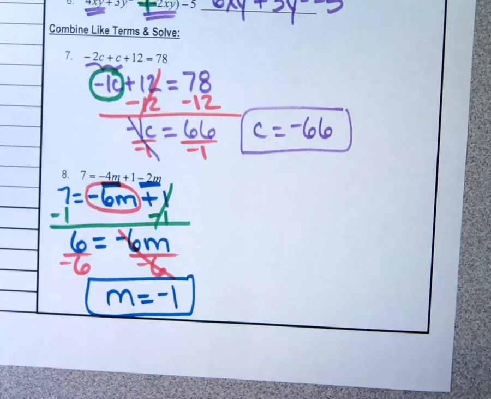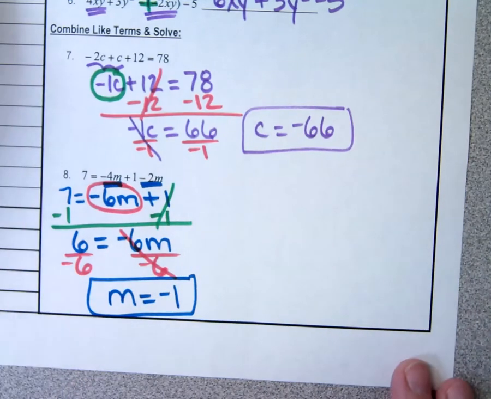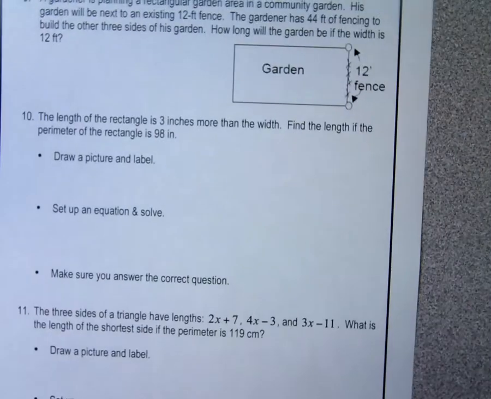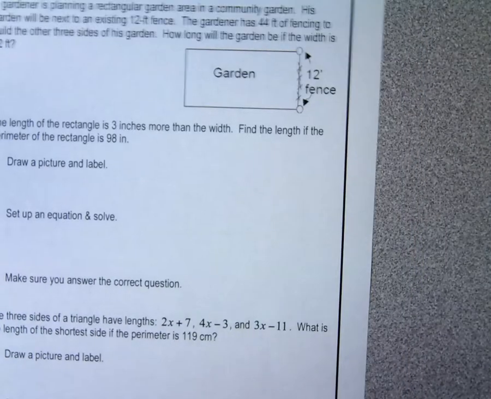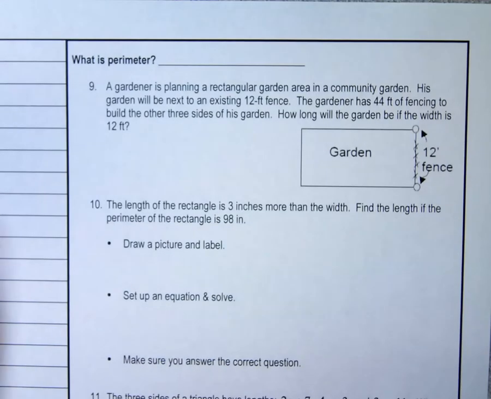Okay, that's not so bad. It's basically what we've been doing before. It's just if you have like terms on the same side of the equals, you get to combine those. All right, let's move to the back. We've got some application problems back here. So I know that that can be a little scary, a little intimidating sometimes, but don't let it be.